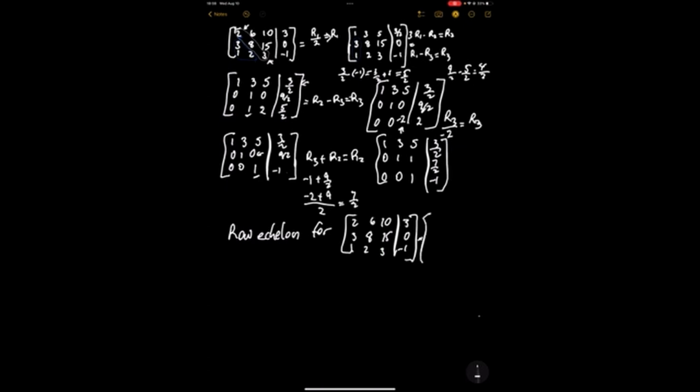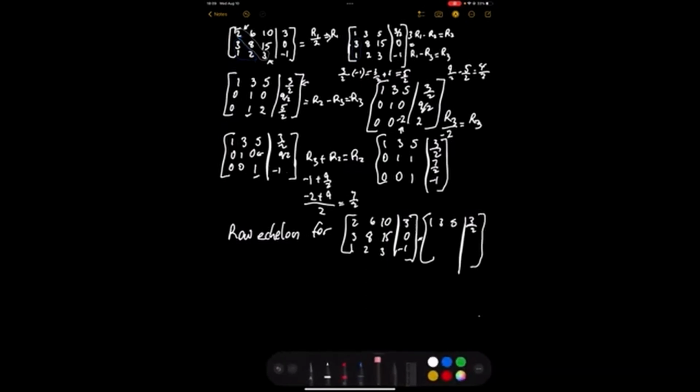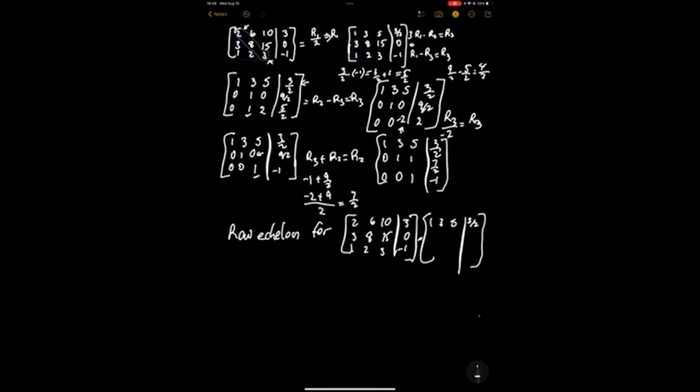It's equal to 1, 3, 5, 3 halves. 0, 1, 1, what? 7 halves. 0, 0, 1, negative 1. That's your row echelon form.